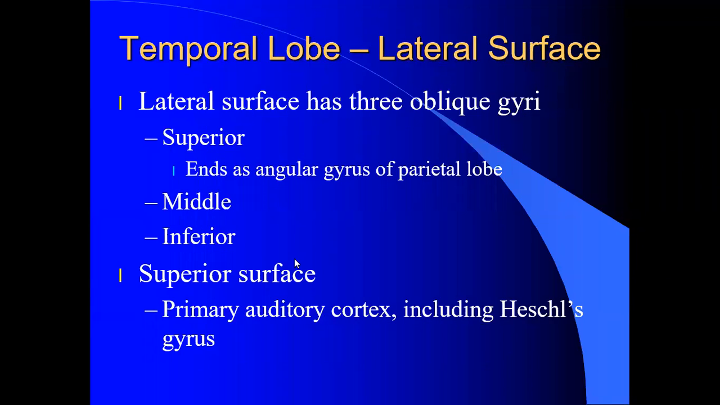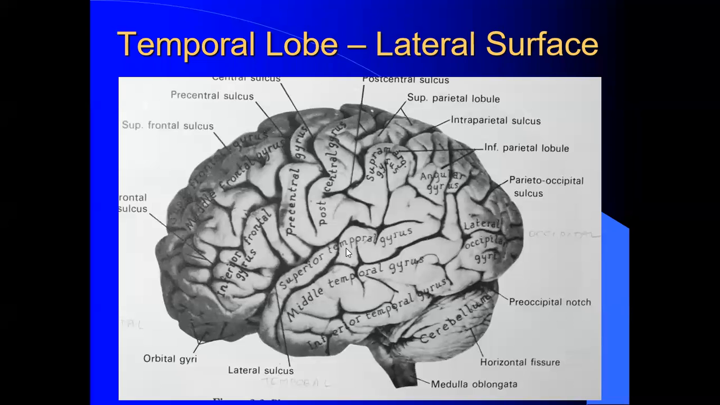Okay, let's move on from the frontal lobe to the temporal lobe. We're all just looking at surface anatomy today. The lateral surface of the temporal lobe has 3 oblique gyri, again, superior, middle, and inferior. The superior is particularly of interest because it ends as the angular gyrus of the parietal lobe. The superior surface contains the primary auditory cortex, including Heschl's gyrus. Superior temporal gyrus, middle temporal gyrus, inferior temporal gyrus. And that's all that you need to see from the lateral surface right now.